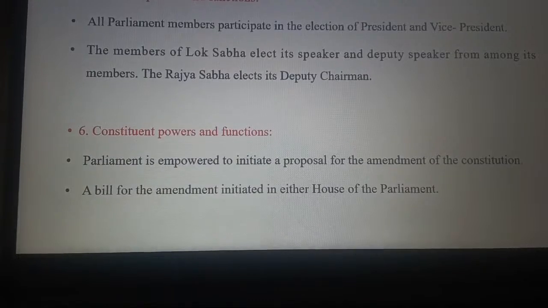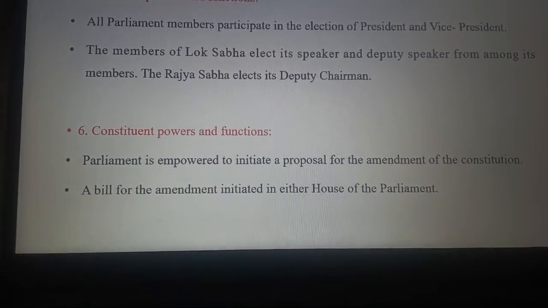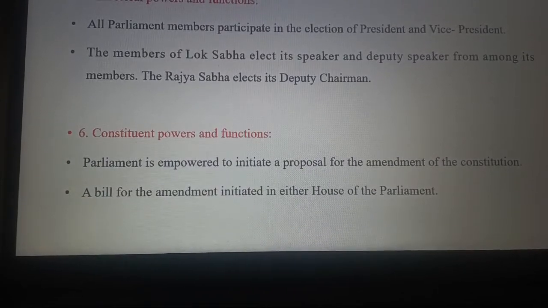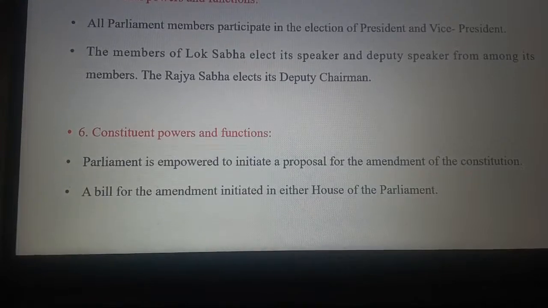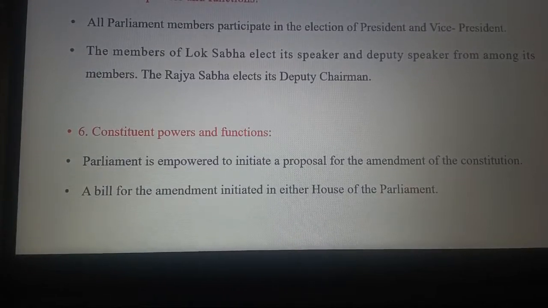Fifth, electoral powers and functions. All parliament members participate in the election of president and vice president. The members of Lok Sabha elect its speaker and deputy speaker from among its members. The Rajya Sabha elects its deputy chairman.